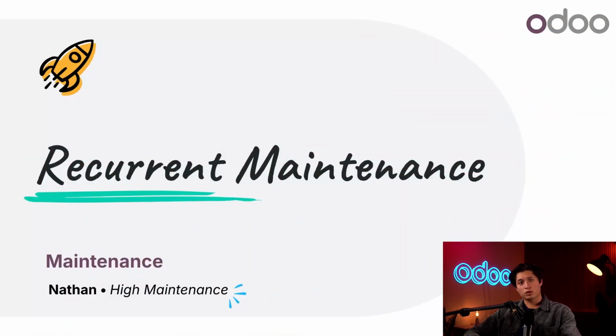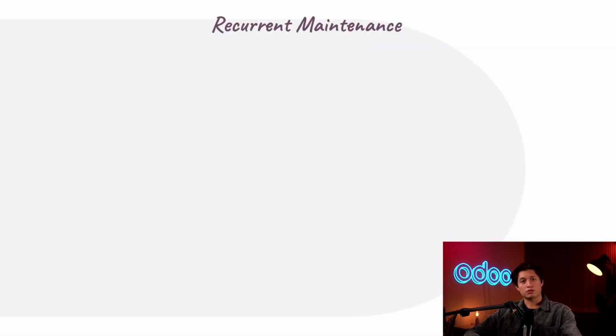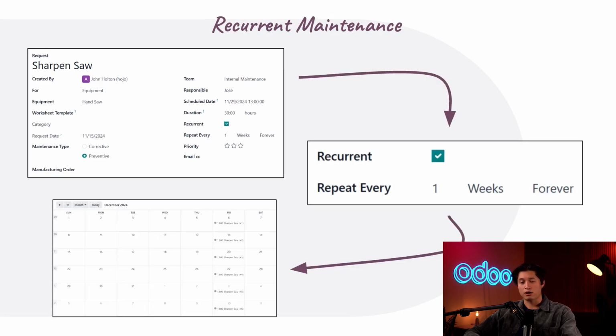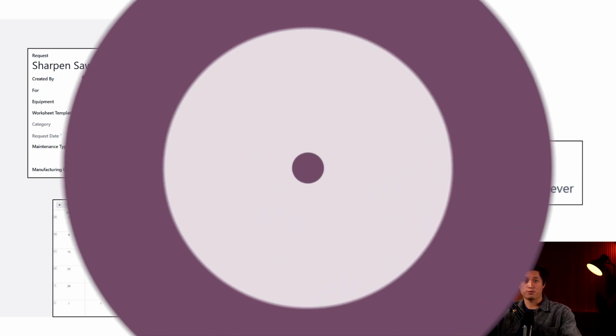Sometimes equipment or work centers require regular maintenance to prevent them from breaking down. This is called, you guessed it, preventative maintenance, which I can schedule using the recurrent maintenance feature. When creating new maintenance requests, we can use recurrent maintenance to schedule the creation of identical maintenance at regular intervals. Let's jump into our Odoo database now so we can see how.